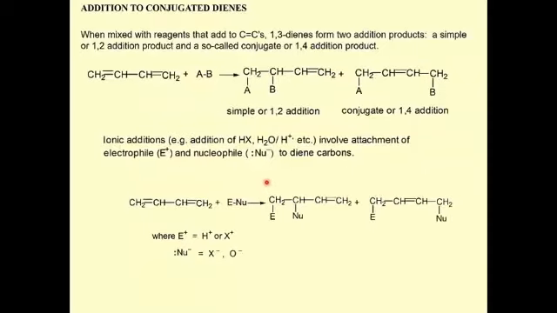Now, in terms of ionic addition, this pattern is followed. The adding reagent consists of two parts, an electrophile and a nucleophile. You will always get two addition products, simple and conjugate. The electrophile attaches to C1 and the nucleophile attaches to C2, giving the simple addition. In the conjugate addition, the electrophile attaches at C1, the nucleophile on the opposite end at C4, and the double bond shifts over one bond. It's a general pattern that we see with respect to ionic addition.